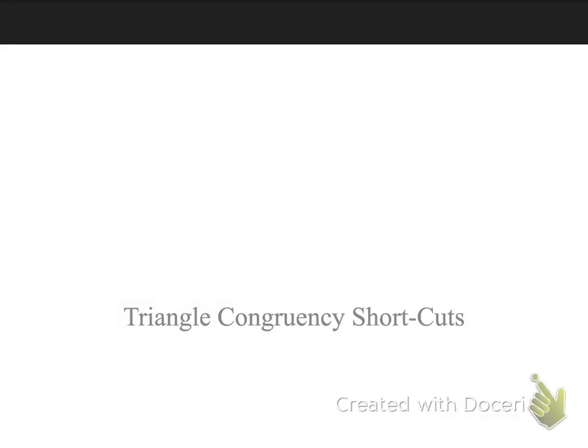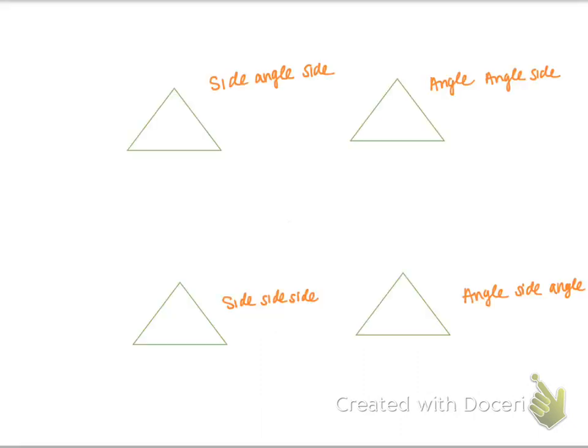Okay, in this video we're going to be talking about triangle congruency shortcuts. So instead of having to prove all of your angles being congruent and all of your sides, because that takes a lot of time, we actually have 4 shortcuts that automatically say my triangles are congruent. So these are my 4 shortcuts, so I would pause the video and write them down on your triangles.